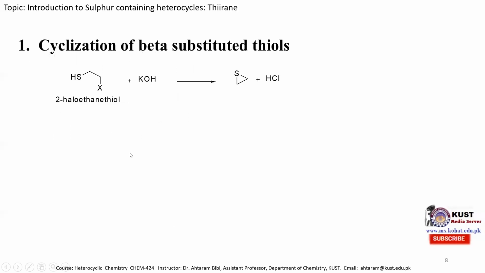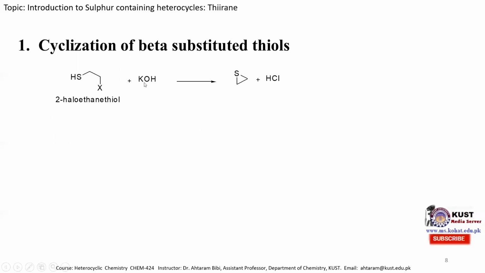So this is the structure of 2-haloethane thiol. When it is treated with a base, one can easily obtain the styrene molecule with the release of hydrogen halide. If this halogen is chlorine, then we obtain hydrogen chloride. If this halogen is any other group such as bromine, then we will obtain hydrogen bromide.